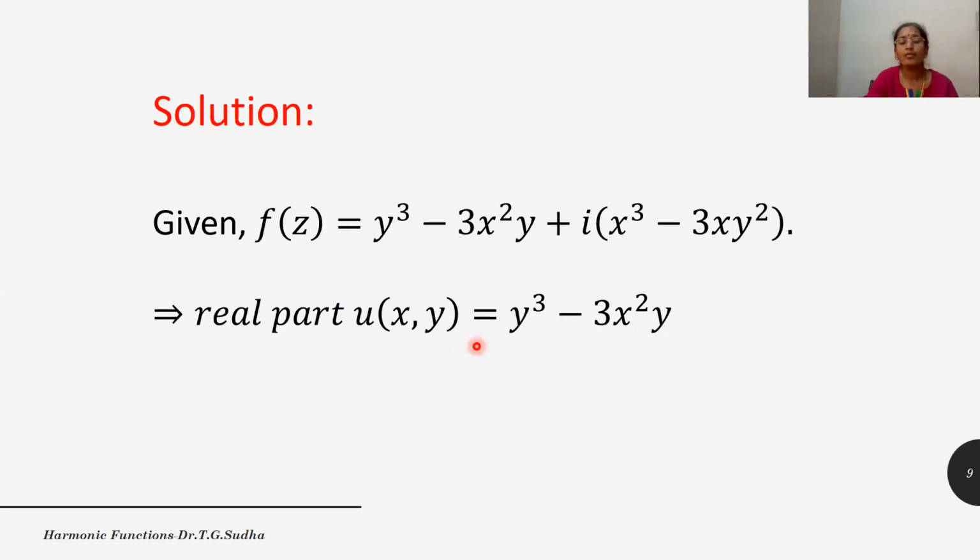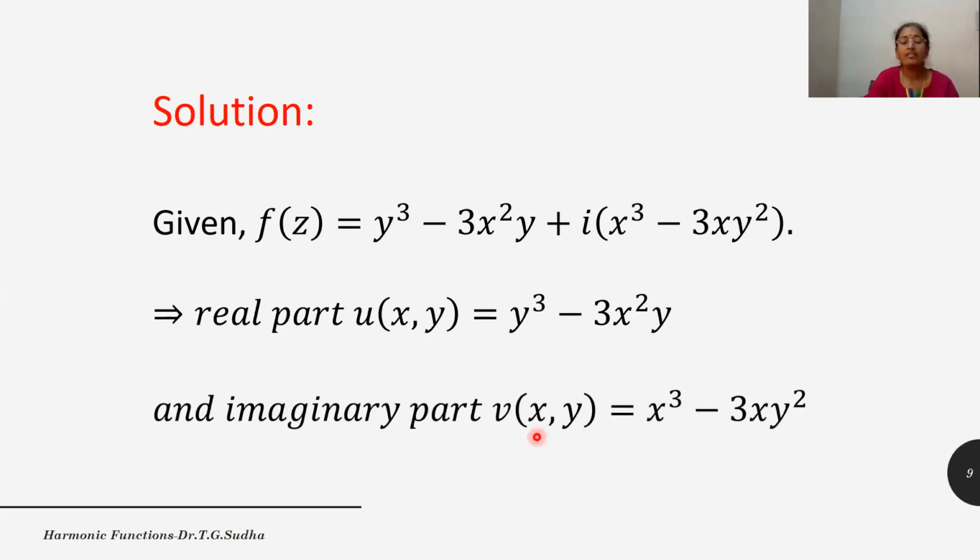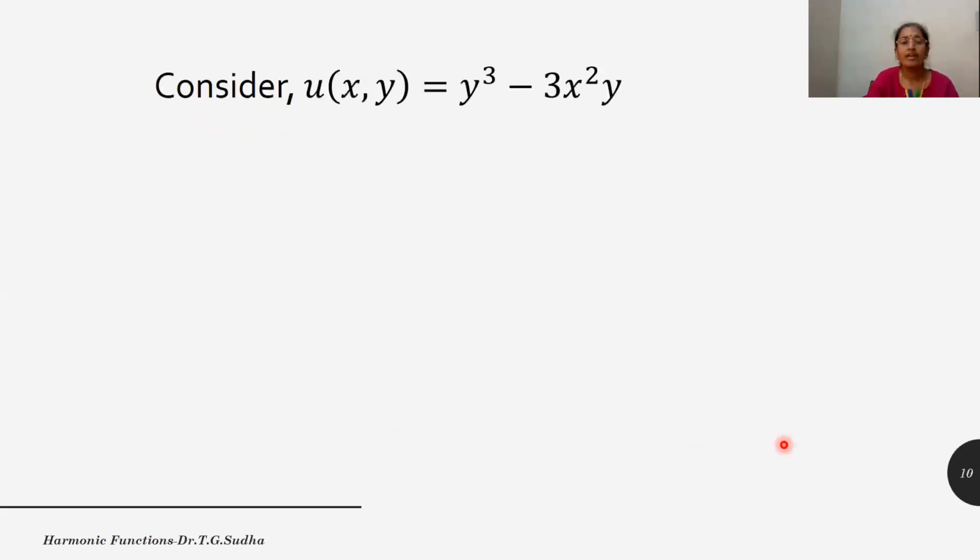So the real part u is y³ − 3x²y, and the imaginary part v is x³ − 3xy². Now let us consider u, the real part. Let us find its partial derivatives. uₓ is the partial derivative with respect to x. It gives us −6xy. Differentiating once again, we get the second order partial derivative ∂²u/∂x², that is −6y.